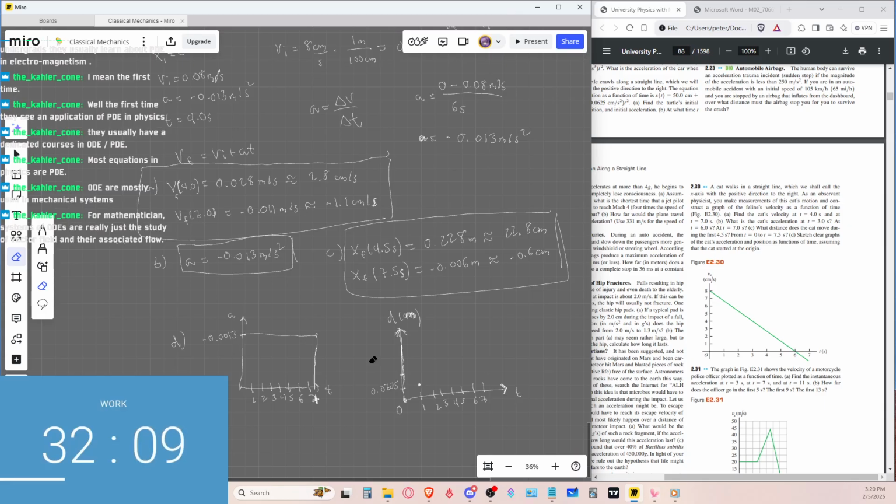For mathematicians, systems of ordinary differential equations are really just the study of vector fields and their associated flow. Oh, okay. But what about PDEs? Like, what do mathematicians mostly observe? What exactly is the study behind PDEs? Because you said it's basically vector fields and associated flow with ODEs.